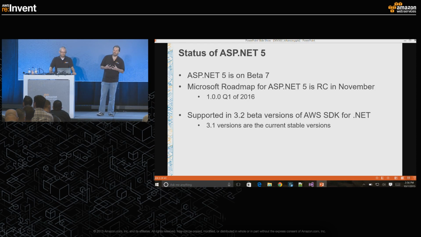The way we are supporting ASP.NET 5 in the SDK is we've released a new version of the SDK, the 3.2 beta version. So that's the one that's got all of the CoreCLR support. If you still need the current stable version, all the latest service updates, we're going to keep maintaining the 3.1 version of the SDK while ASP.NET 5 is under beta. Once that's out of beta, we'll take our 3.2 out of beta, and then that will become our new current stable line.